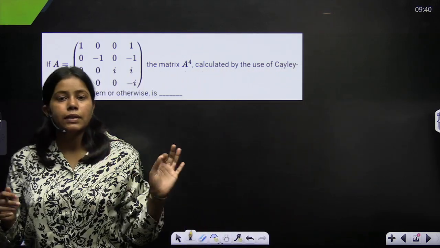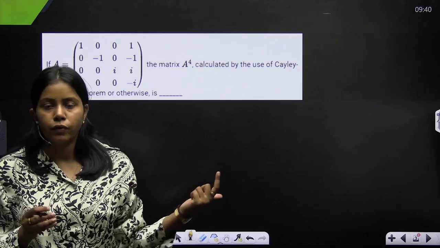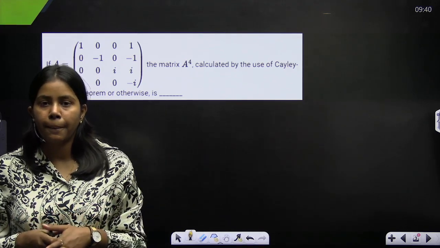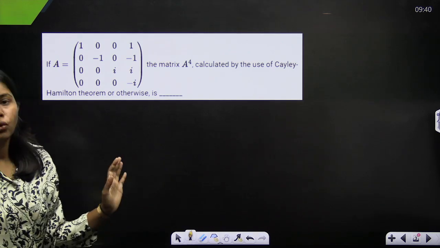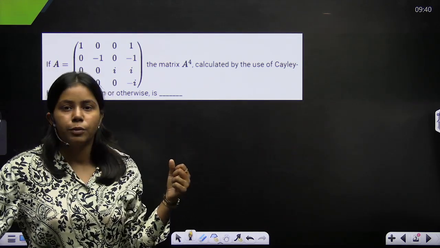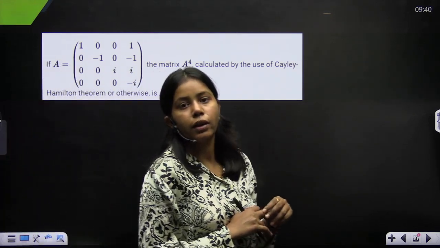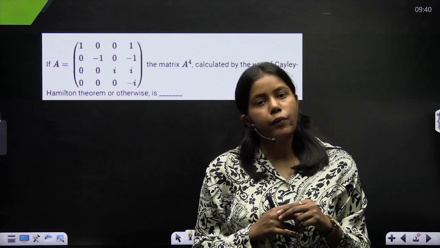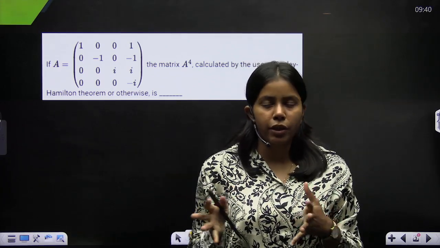Now this is a 4 cross 4 matrix. If you try to find out A square, A cube, A to the power 4, it would get really lengthy. So what would I do to solve it? Think about it, guys. What would you do to solve this question? You have to find out this A to the power 4. What I can try to do is find its characteristic equation, and once I get the characteristic equation, can I get some operation on A?